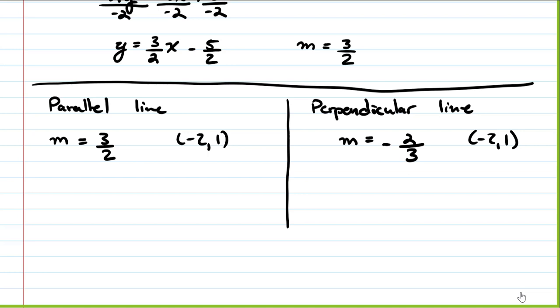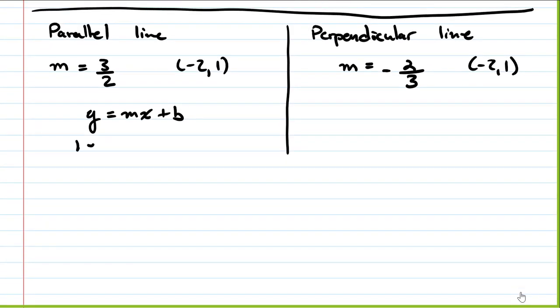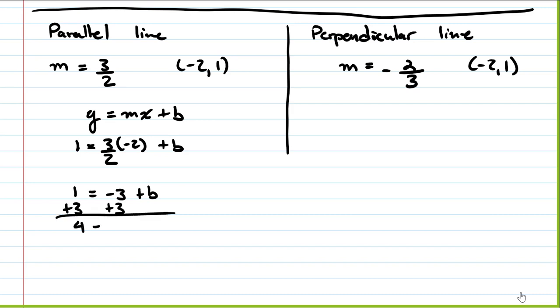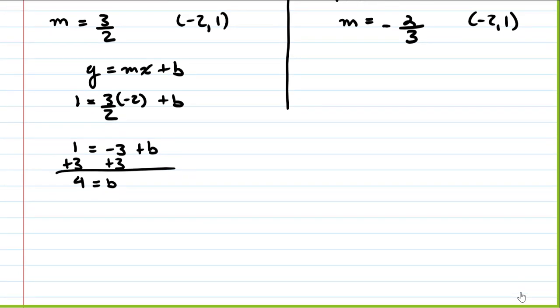where we need to find the equation of a line given a slope and a point. So using y equals mx plus b, we're going to have 1 is equal to 3 over 2 times negative 2 plus b. So 1 is equal to negative 3 plus b. We add 3, add 3. So 4 is equal to b. So the equation of our line is y equals 3 over 2x plus 4. And that is the equation of the line parallel to the given line that contains the point negative 2, comma 1.